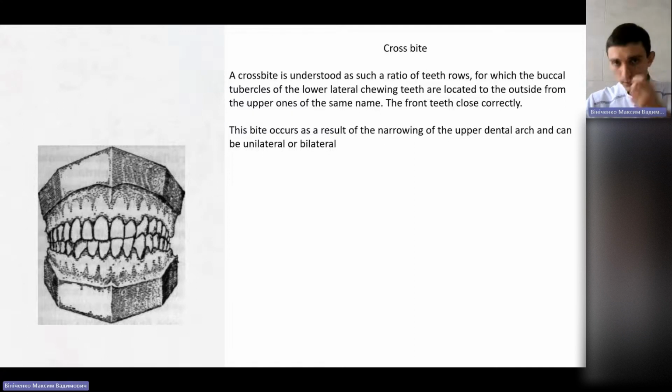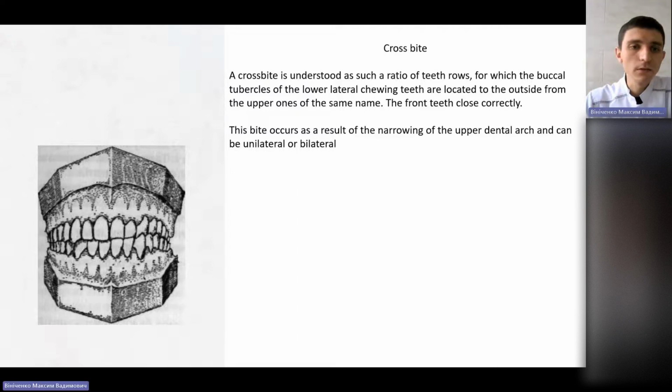It is more difficult to work with a scissor bite. It is easier to work with a cross bite. So there is a cross bite, there is a scissor bite. You need to understand these differences. As we can see, there is a narrowing of the upper dental arch. Narrowing of the dental arch.